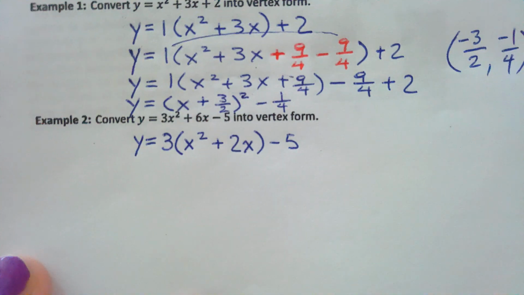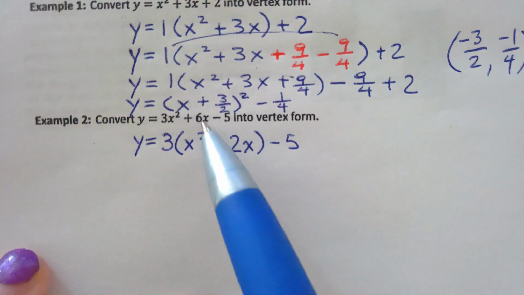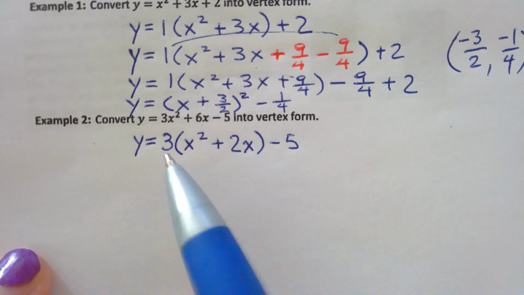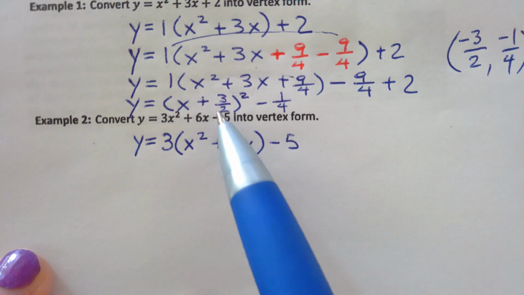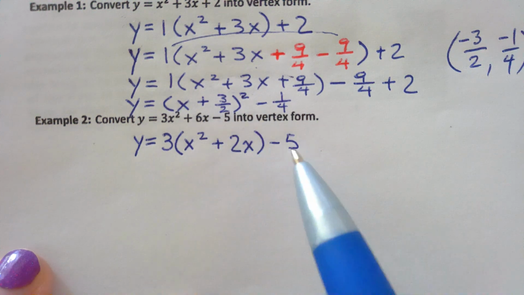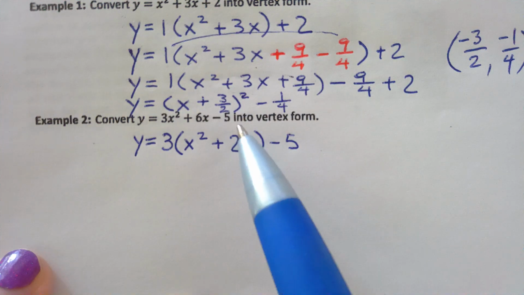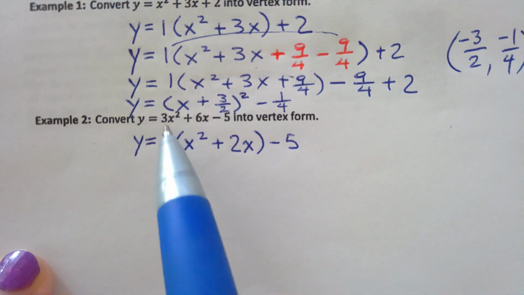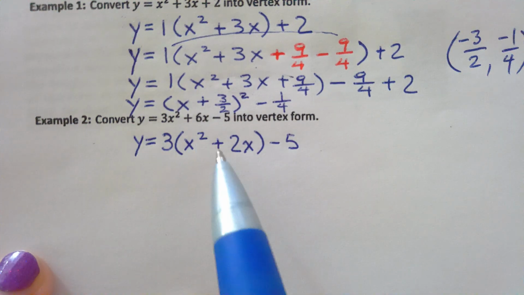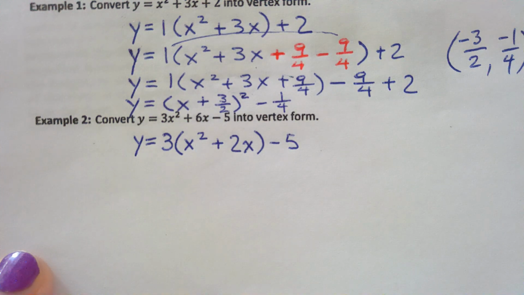Okay, so 6x divided by 3 gives you the 2x. So this is what my second step looks like. The minus 5, I leave it outside the bracket because I'm not factoring that. That's my third term. I'm only factoring the 3 out of the first two. Okay, are we good with that step?